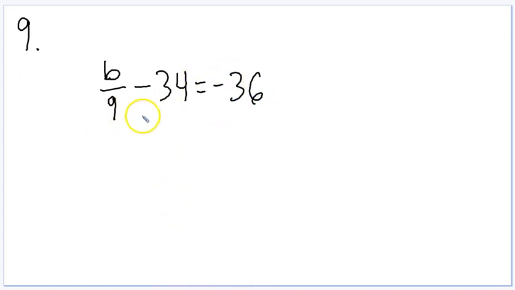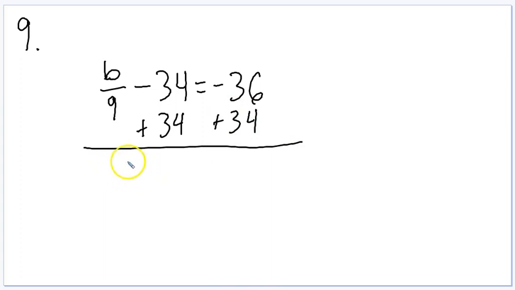Number 9. Number 9 is b over 9. That looks like a G. I meant to do, erase that better. Okay. I meant to do b over 9 minus 34 equals negative 36. Okay? So to start off, we're going to do addition because this is subtraction, so we have to do the opposite. Add 34 to both sides.